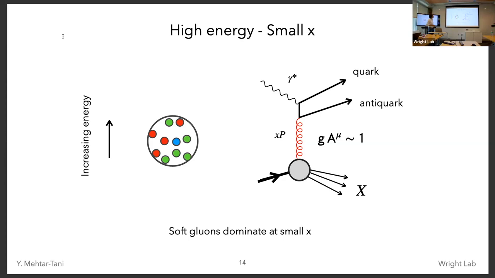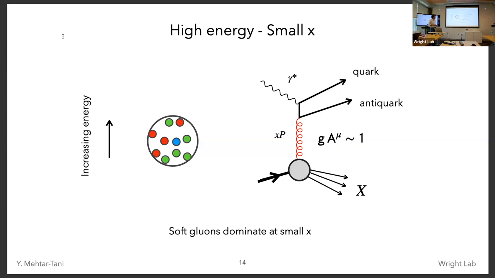Increasing energy means, to some extent, decreasing x. So x is an inverse function of energy. And what happens there is that physics is dominated by small x gluons, those soft gluons. Although this diagram seems to be suppressed by the coupling constant, because the interaction comes with the coupling here, because the number of gluons that you are probing is so large, this diagram becomes dominant. You can think of it this way: think of this gluon as being some kind of gauge field, times the coupling g, which is of order one, in which case, even if g is small, this is of order one. So soft gluons dominate the dynamics, and this is the diagram that dominates.